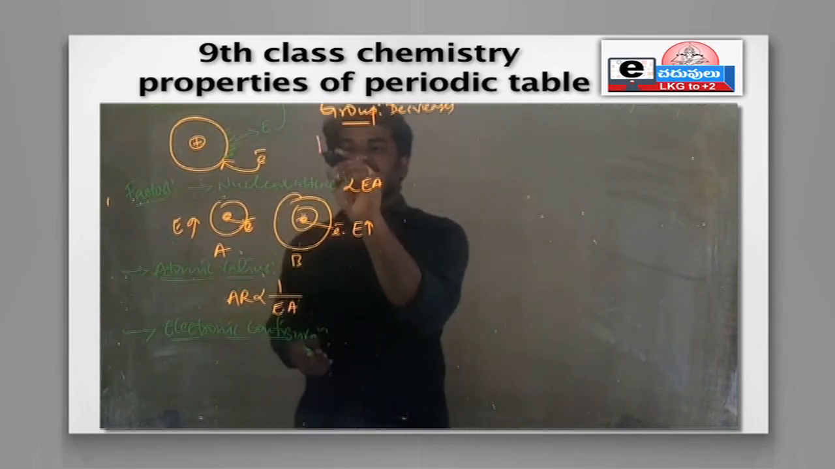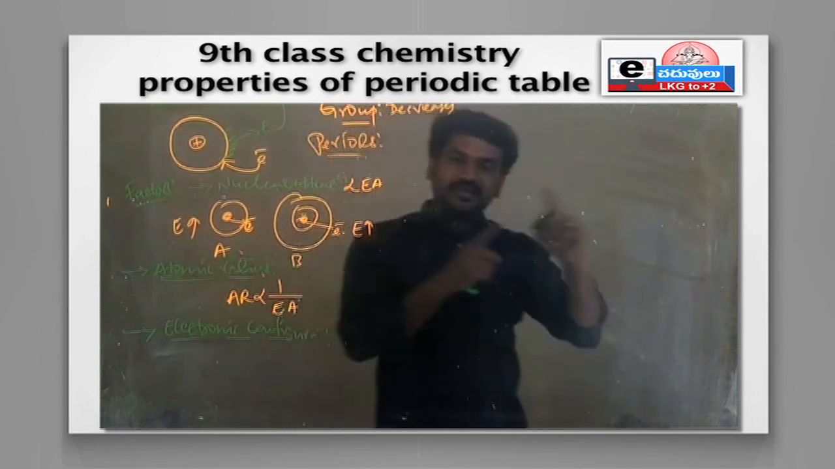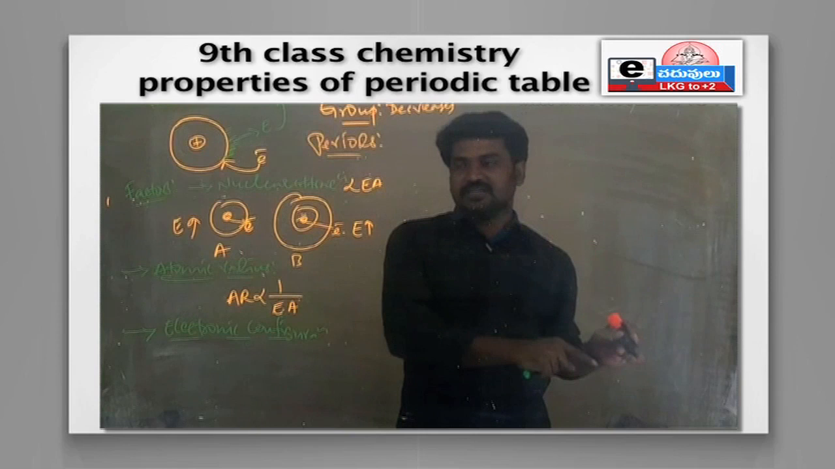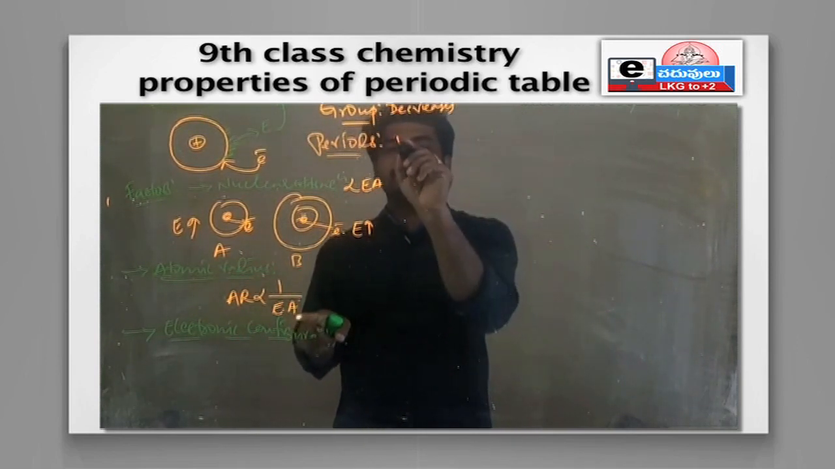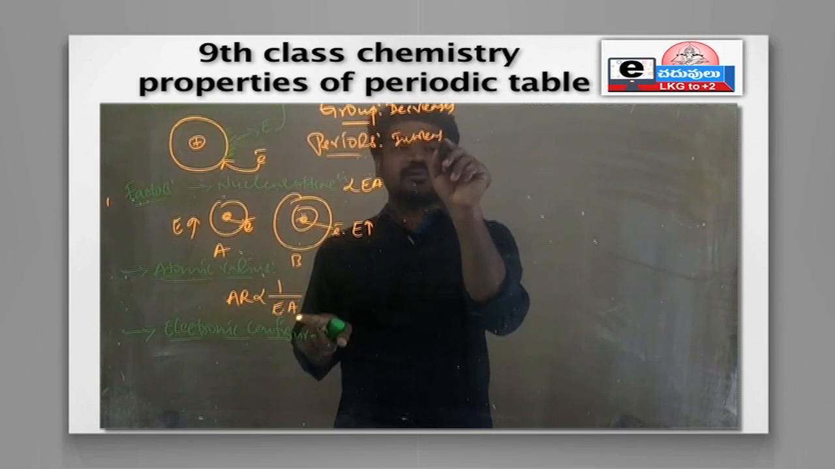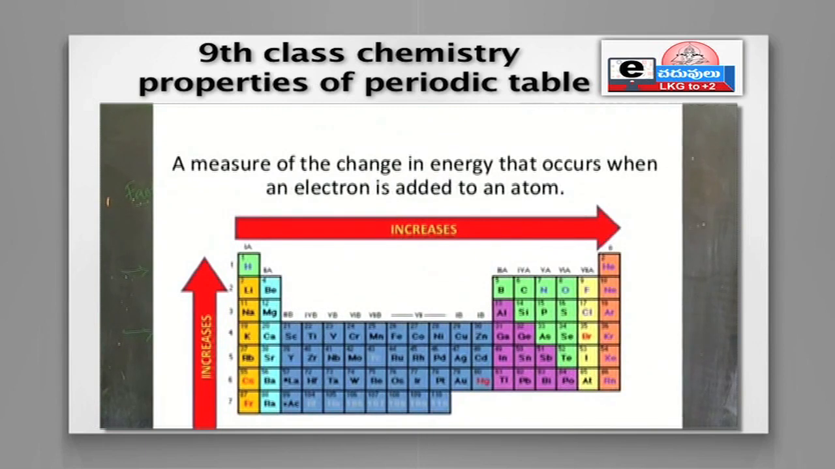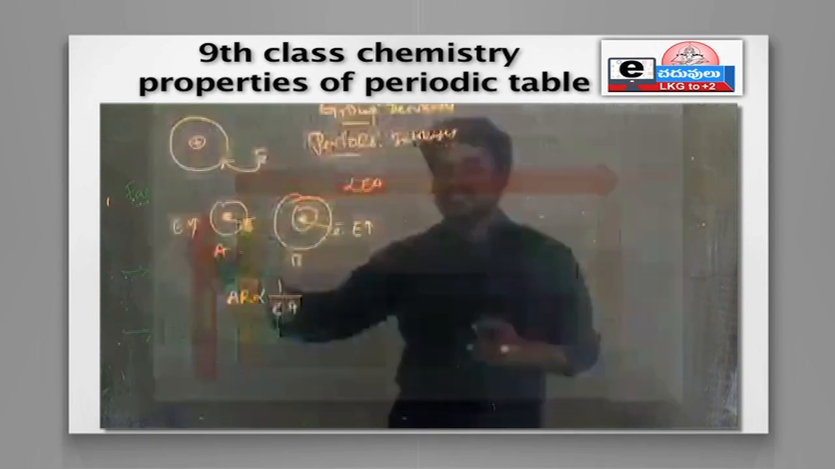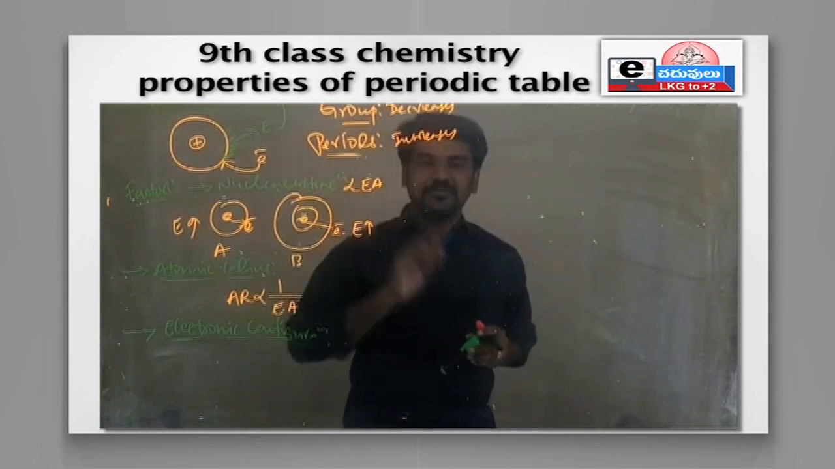Right? In periods, what happens? In periods, atomic radius decreases and electron affinity increases. That is, in groups, electron affinity decreases. In periods, electron affinity increases. Right? So that is the thing regarding electron affinity, the factors affecting it, and how it changes in groups and periods.